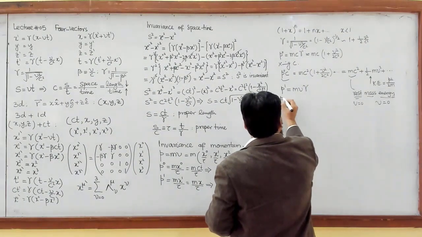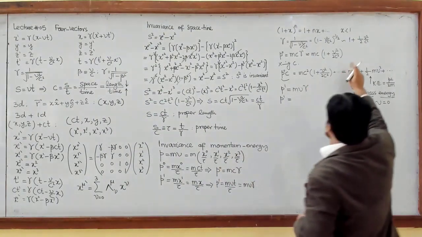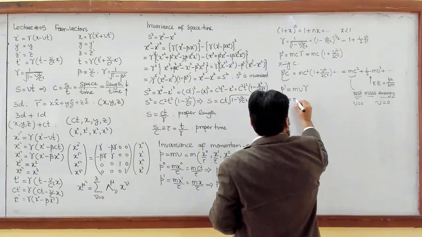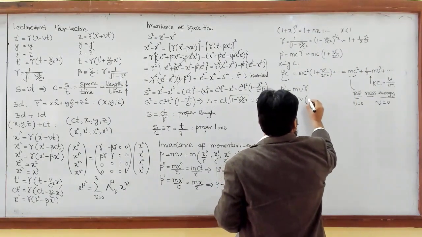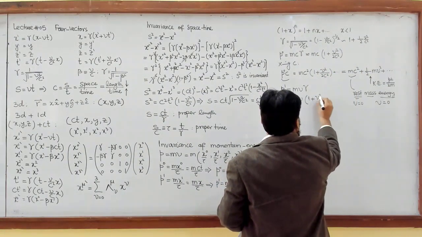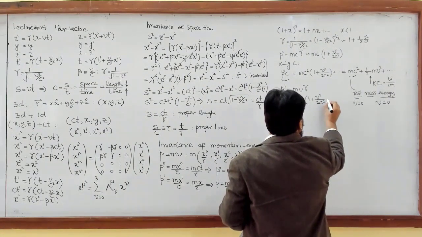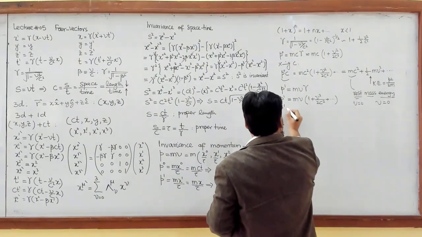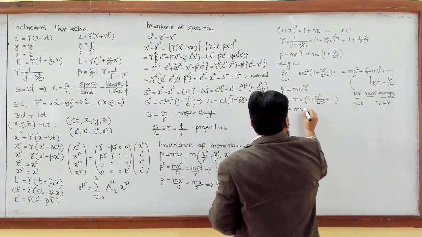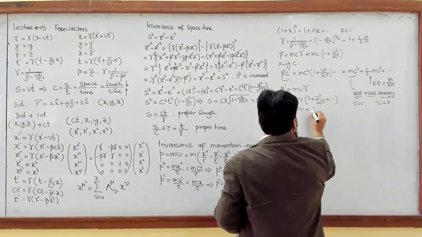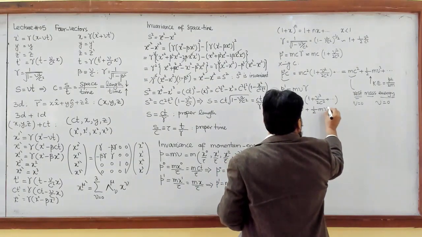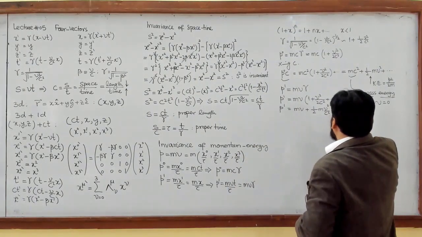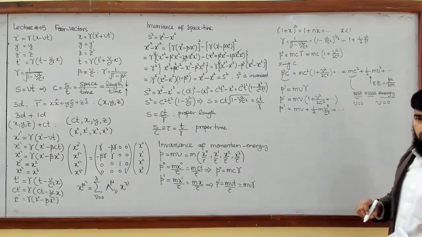And now I can put the values of the gamma here from the binomial series. So mv and then 1 plus v square over 2c square plus other terms. And P1 is equal to mv plus half mv cube over c square plus other terms.